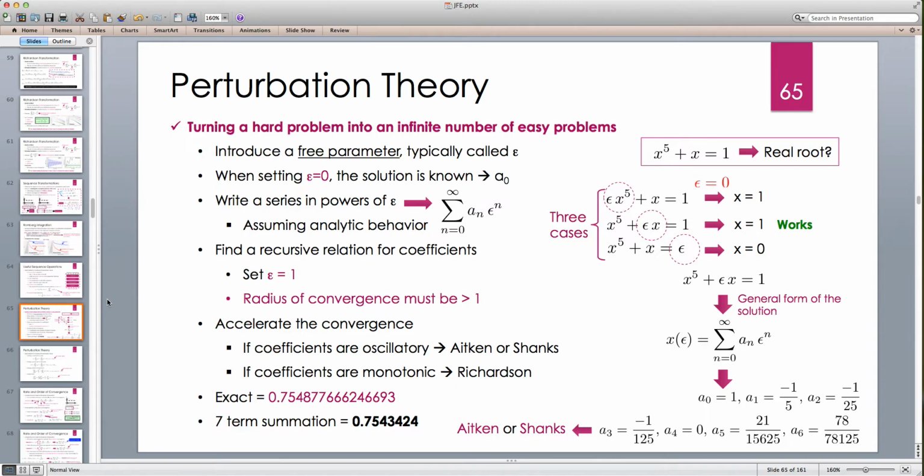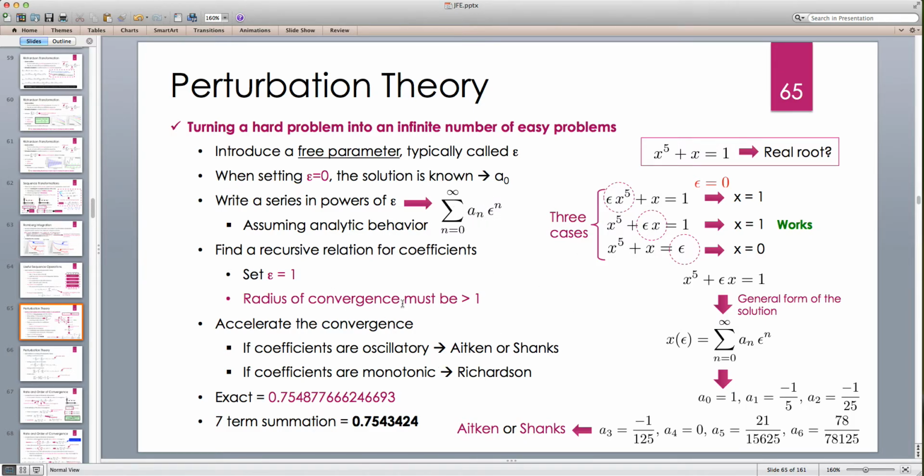We also discussed perturbation theory. We said that perturbation theory is a use case of power series, and if we have a hard problem, we can break it down into an infinite number of easy problems by introducing a free parameter, which we typically call epsilon. The assumption here is that when we set epsilon to 0, we end up with an unperturbed problem, and we should be able to easily solve it. Ideally we should be able to find a closed form solution. And then once epsilon is not 0, we write the solution in terms of a power series of epsilon, and then eventually we set epsilon to 1 after finding all the coefficients for this power series.